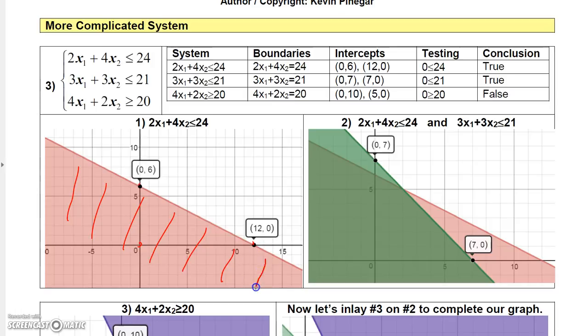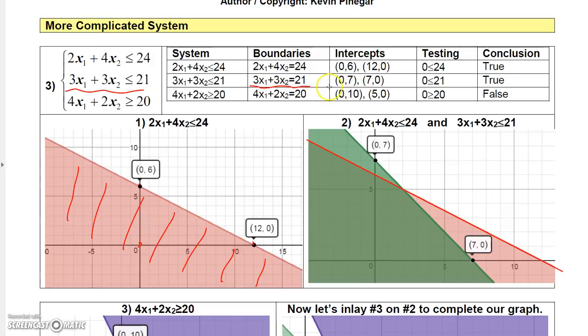Okay. Now over here, I'm going to do the second one on top of this. This pink one here is the first one. I don't know if you can see that very well, but here's the one I just did right here. And so now I want to graph this other one. The second one I'm going to graph is 3x1 plus 3x2 is less than or equal to 21. And its boundary would be 3x1 plus 3x2 equal to 21.